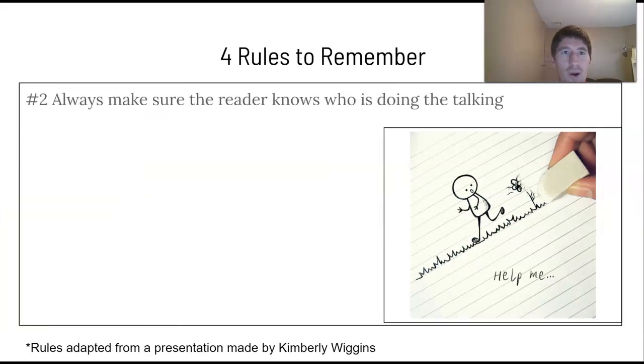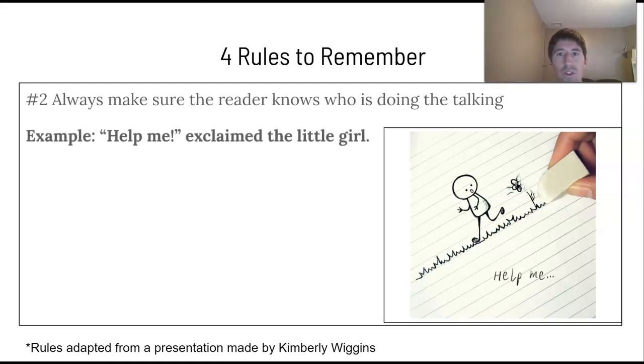Another rule to remember is always make sure that you know who is doing the talking. So in this, who's doing the talking? Correct, the little girl. Sometimes it can be inferred by the way it's written, and if you're in a conversation between 2 people, then you could probably infer it. So you as the author just need to make sure that it's clear to your reader.